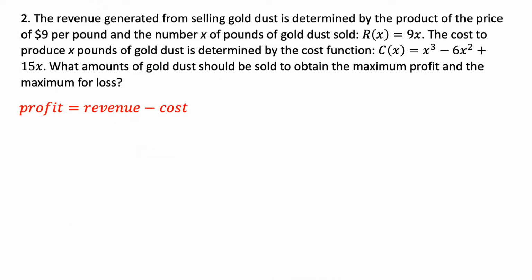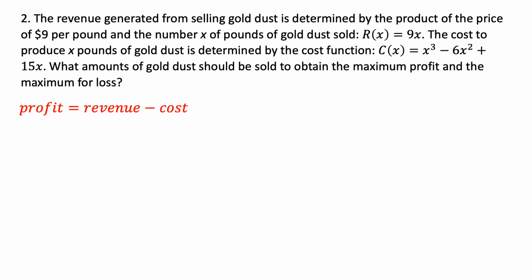Okay, this next problem is very similar, it just has a couple of extra pieces. So it says the revenue generated from selling gold dust is determined by the product of the price of $9 per pound and the number X of pounds of gold dust sold. R of X equals 9X.